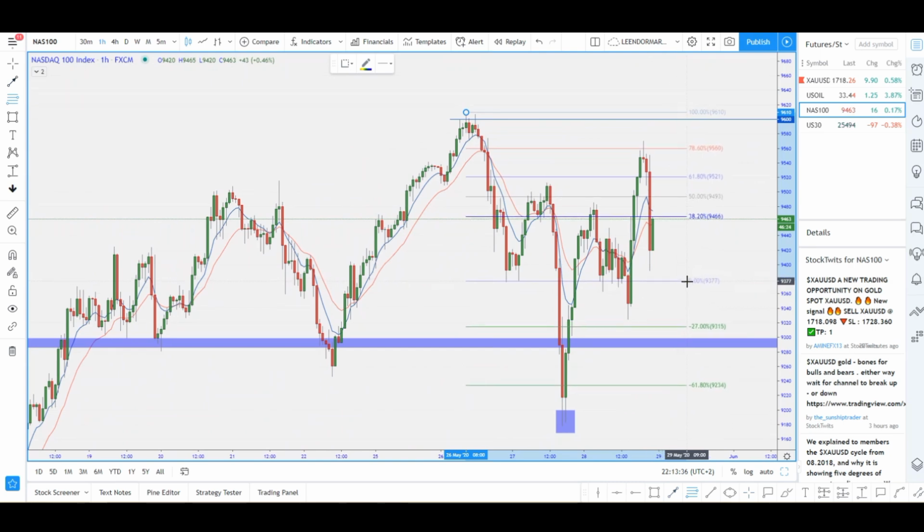to the lowest wick. Look at how we rejected at that 50%. From 50% went straight to negative 27, even took out negative 61 before we actually went to the upside. So this is how you can get entries and exits using the Fibonacci tool.